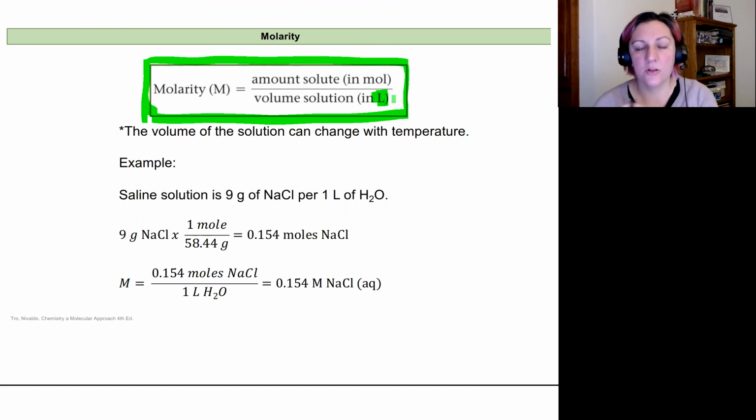But here's the interesting thing when we're talking about the volume of a solution, especially the volume of water: that can change with temperature. Density is a physical property that is temperature dependent. If density is temperature dependent, then the volume of a liquid like water will change as we increase the temperature.